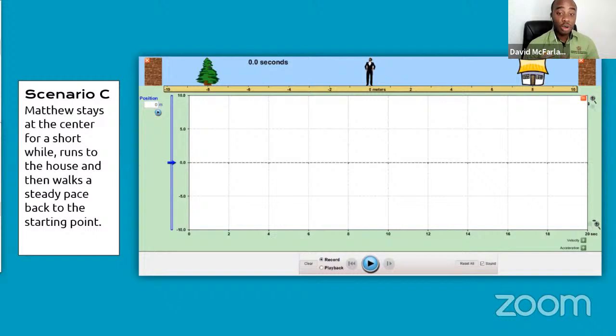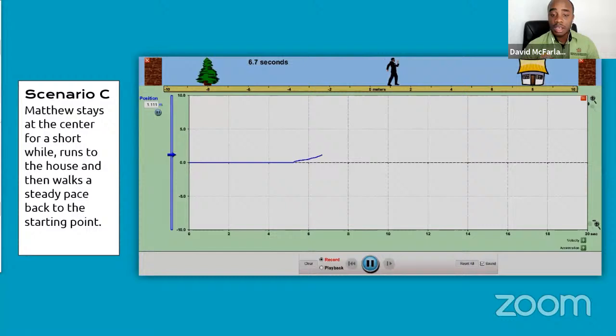Remember, you don't have to be right because we're going to discuss it. So let's see what happens when Matthew stays at the center for a short while, runs to the house, and then walks a steady pace back to the starting point. Matthew's staying for a little bit. He's staying at the center. Boom. Then now Matthew's going to run to the house. And then he's going to walk a steady pace back to the starting point. So he's taking his time, he's strolling. Now he's back at the starting point.